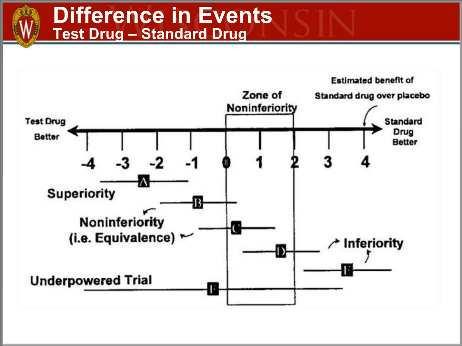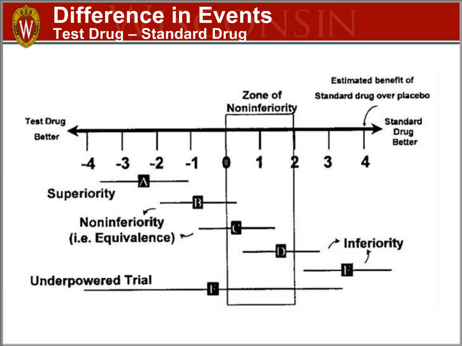Trial C is a little bit more worrisome. The actual estimate is on the side that favors the standard by a little bit, but nevertheless, the confidence interval says that the effect is not worse than 2%. You still are non-inferior even though you're a little bit worse. Trial D shows that it's not inferior. The estimate is less than the difference of non-inferiority, but it is clearly worse than no difference. Trial E is even worse in that it is worse than no difference, and it's far worse than the zone of indifference.